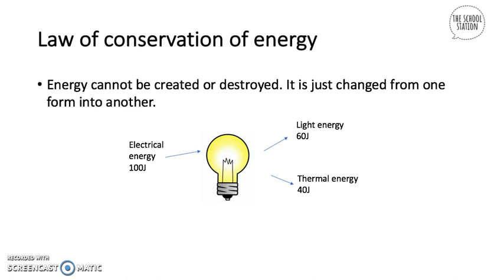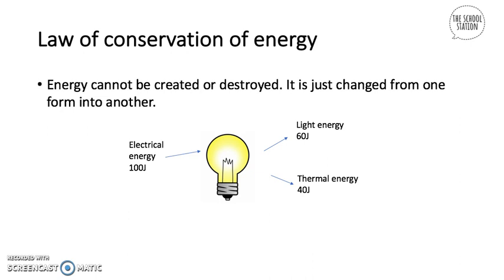So the electrical energy that was put in was 100 joules, and the output is also always going to be 100 joules, because energy cannot be created or destroyed. You're never going to see that the electrical energy was 100 joules and you get out 99 joules. It has to be exactly 100 joules as an output as well. Whatever you put in has to be exactly the same on the outside. Energy is just changed from one form into another: electrical energy turned into light energy and thermal energy, but in the end there is still 100 joules of energy. So that's what you have to remember, the law of conservation of energy: energy cannot be created or destroyed.